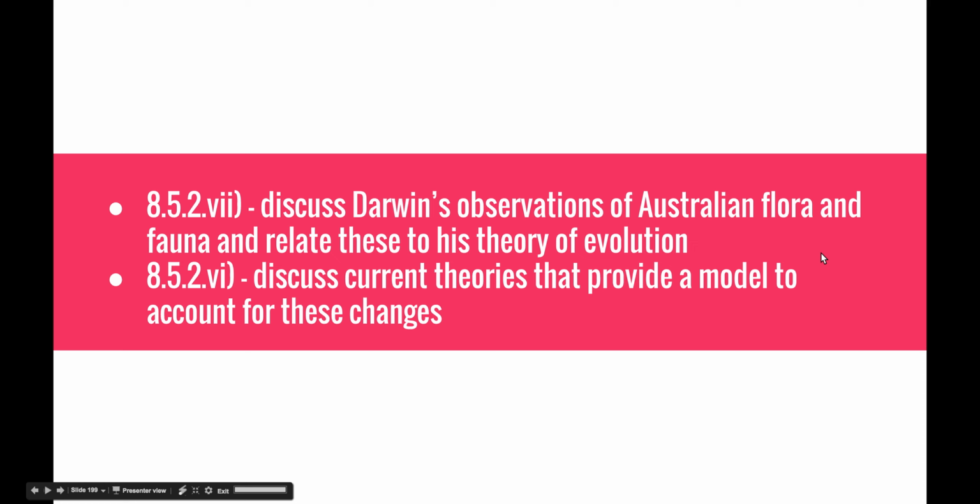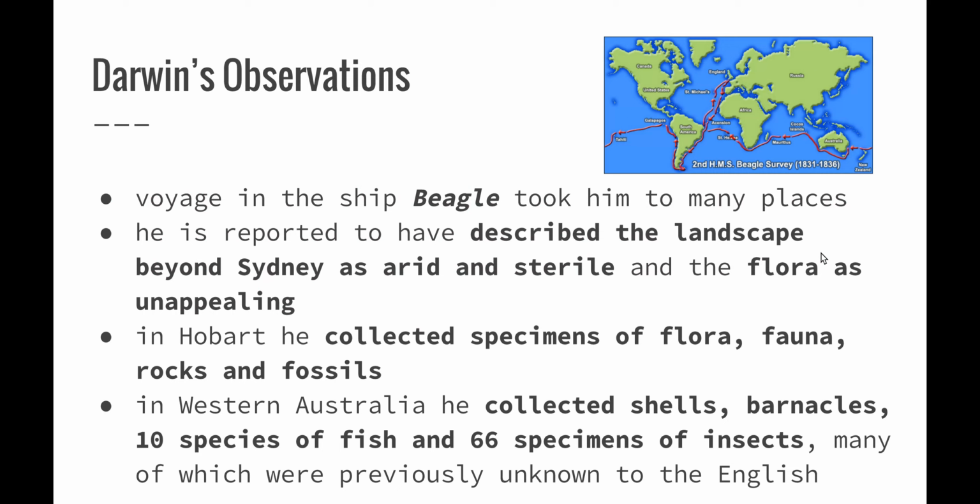So over the last couple of videos, we've been looking at changes in vegetation and other species of Australian organisms as a result of the movement of Australia north once it separated from Antarctica. And what we're going to do now is have a look at what Darwin saw when he came to Australia and how he tried to explain what was going on using his theory of evolution.